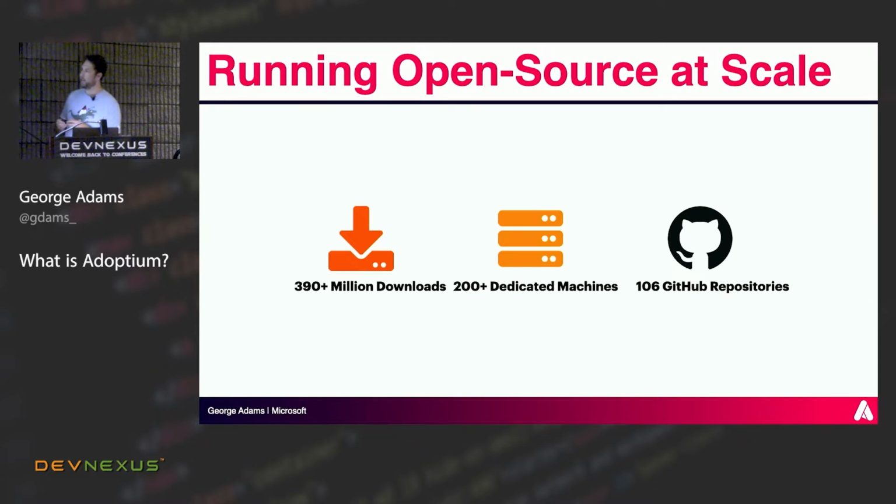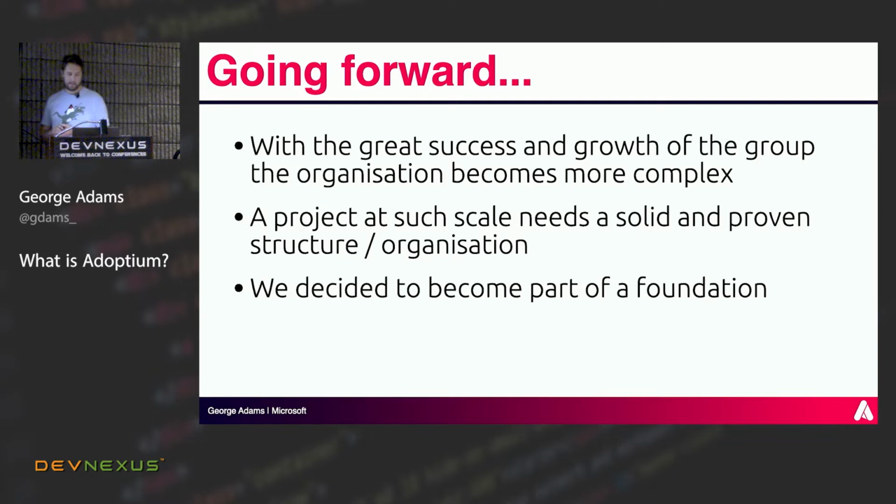And of course, there are challenges that come with running such a large project. We had over 200 machines that were constantly being maintained and patched to actually cope with all of this. And we had over 100 GitHub repositories. So for a project that was just run by the community, it became quite a challenge to actually maintain all of that and keep it stable and secure. So, as I mentioned, we obviously needed a software foundation of some form.